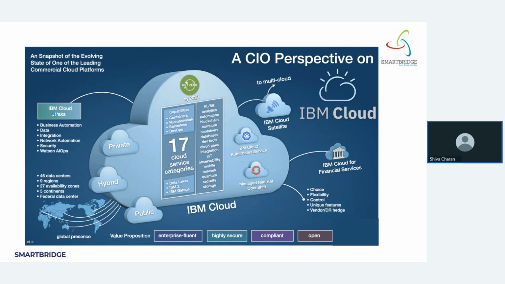And coming over here, it is talking about Cloud Paks also. What are Cloud Paks? We can do business automation, data, and store the data. We can perform data integration also, network automation, security, Watson and AIOps. AIOps is nothing but artificial intelligence operations. By using Watson, we can also perform AI operations. These are all the things we can do by using IBM Cloud.